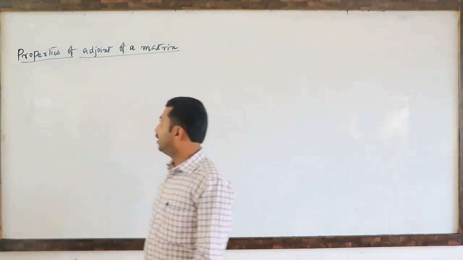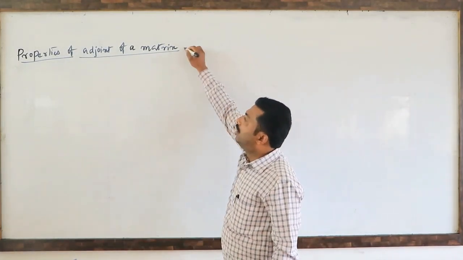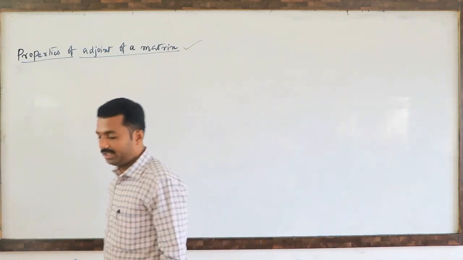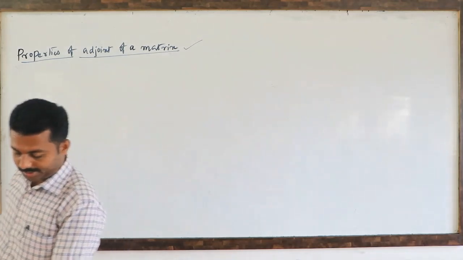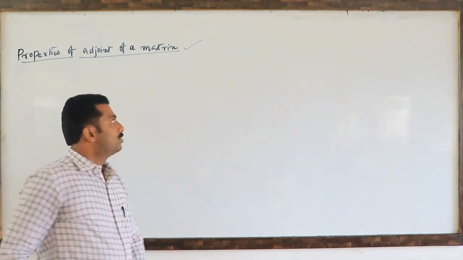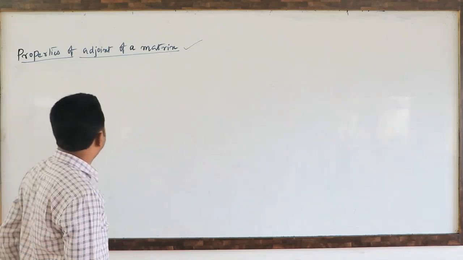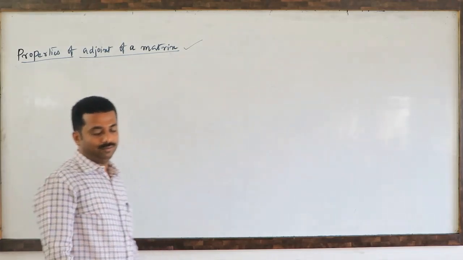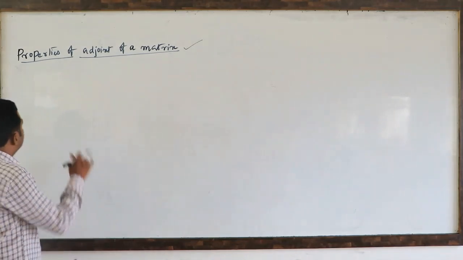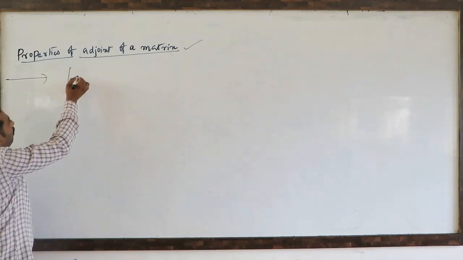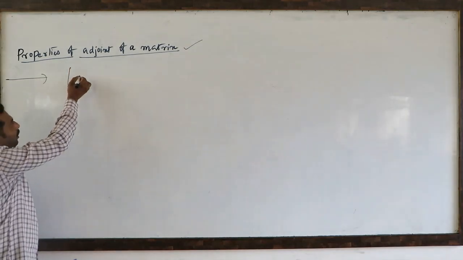Hello students, today we are going to discuss properties of the adjoint of a square matrix. These are the most important properties from the entrance exam point of view. Among them, the first one is the determinant of the adjoint of A.